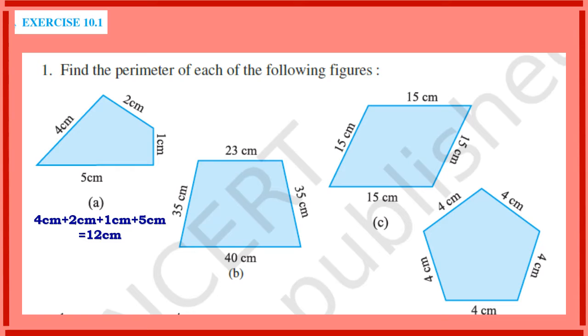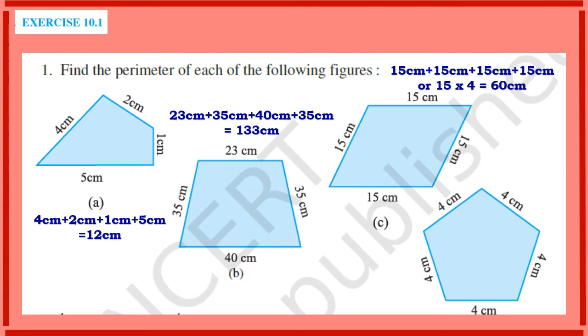Second one, add all the side lengths. So 23 plus 35 plus 40 plus 35 equals 133 centimeter. And figure C, all the sides are equal. So what figure is it, children? Rhombus. It's a rhombus. This figure B is a trapezium. Figure A is, what figure? It's a quadrilateral.